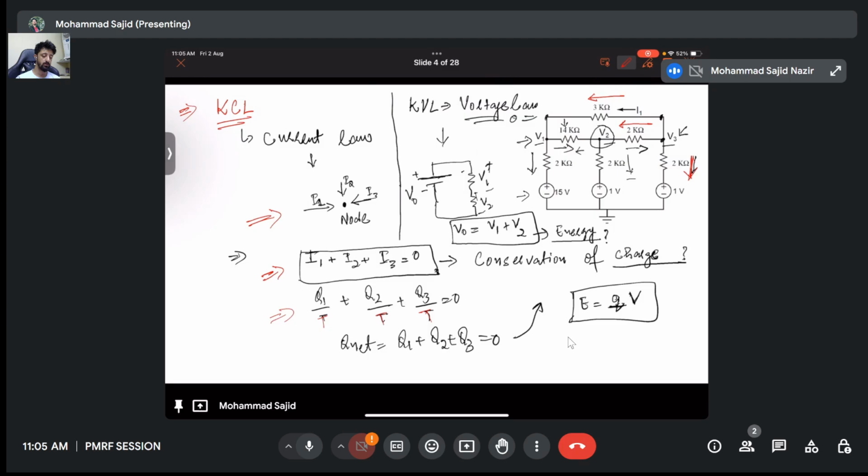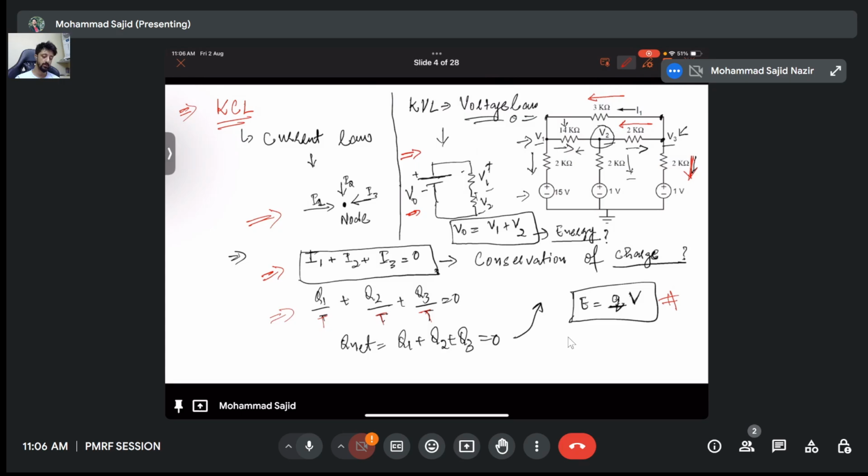Now, if we look at KVL, what does KVL say? In a system, total energy is conserved. And we know energy is Q times V in this equation. So that means if there is a potential here, that is V naught, and there are two resistors here, let's say, and they have drops V1, V2.